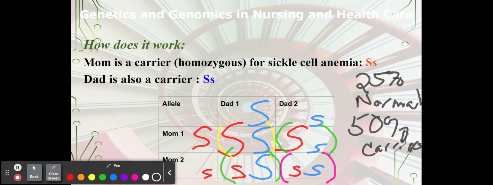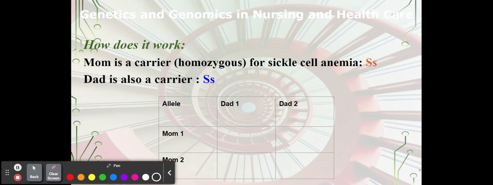Sorry for my chicken scratch. I'm using my finger as a stylus. And we have 25%, the remaining 25% disease. We have sickle cell anemia. And that's how that could work.